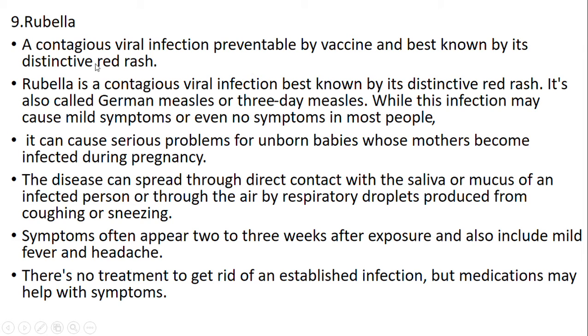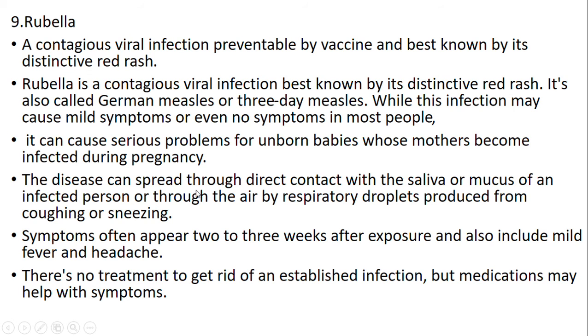Rubella. A contagious viral infection preventable by vaccine, best known by its distinctive red rash. Rubella is a contagious viral infection. It is also called German measles or three-day measles. While this infection may cause mild symptoms or even no symptoms in most people, it can cause serious problems for unborn babies whose mothers become infected during pregnancy.